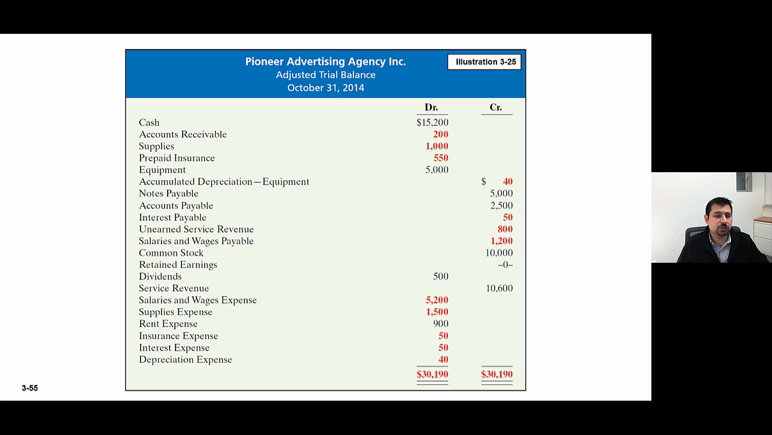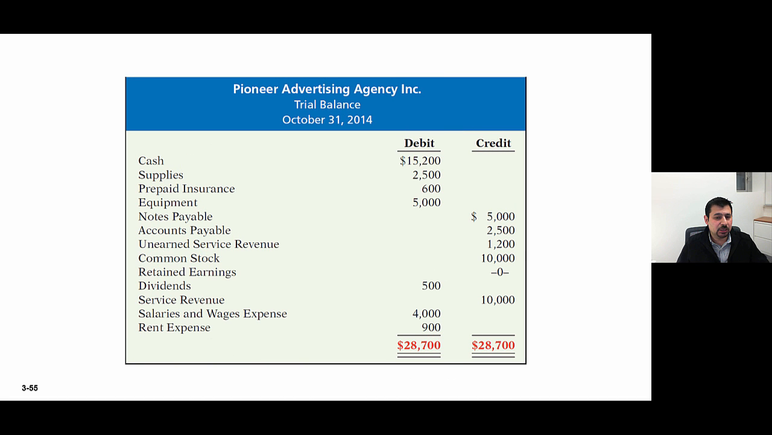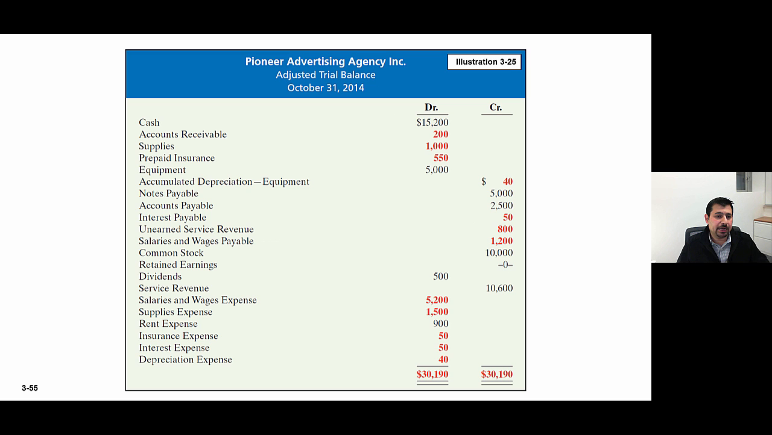And this is how the adjusted trial balance looks like. This is the same one for the same company. And as you remember, that was the trial balance before adjusting, before making the 4 types of adjusting entries. And after finishing with the adjusting entries, this becomes the adjusted trial balance. As you can see here, the accounts that were involved are in red to show the differences, and here again total debits and total credits are equal.